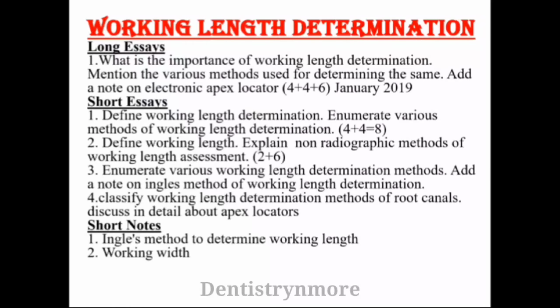Now we are moving to working length determination, which is also a very important chapter. The long essays include the importance of working length determination, various methods for determining the same, and a note on electronic apex locator. Short essays include define working length, various methods, explain non-radiographic method, and a note on Ingle's method for working length determination. The short notes include working width and also Ingle's method. So these are all repeated questions only.